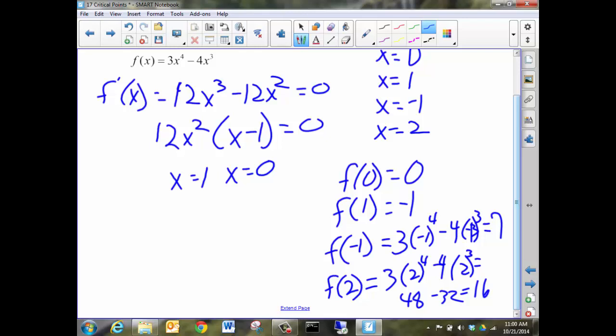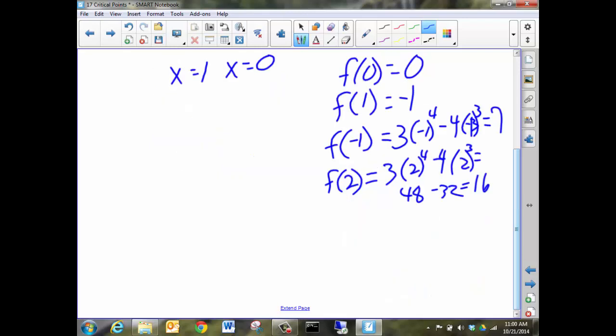Because 16 is the highest it ever gets. At -1, it's 7. At 1, it's... let's graph this right quick. Let's sketch the graph of this. We know that when x is 2, f is 16. So here's 2. It's up here, 16. When x is -1, it's at 7. So -1 is up 7, somewhere right in there. At 1, it's -1, down here. At 0, it's 0, right there.